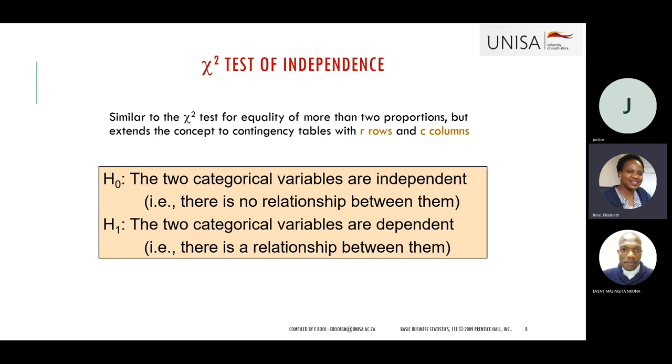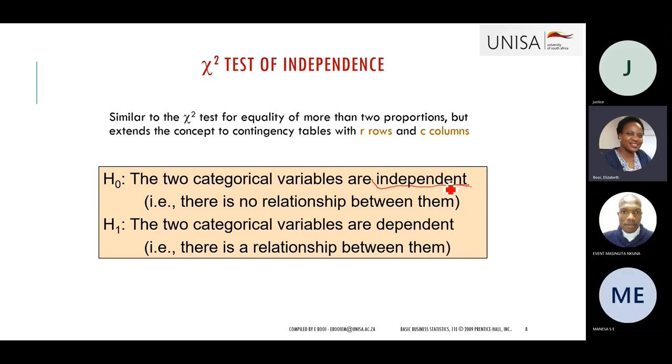How we state the null hypothesis, we always use independent. We will state that the two categorical variables are independent, and your alternative will state that the two categorical variables are dependent. It is very, very important. And what does that mean? Independent means the two categorical variables have no relationship between them. The dependent, it means they have a relationship between them. But when you state your null hypothesis and your alternative hypothesis, we say it's independent. Always remember that.